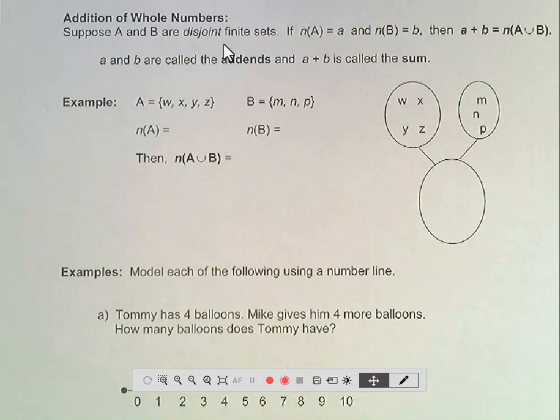In this chapter, we're going to learn a lot about whole numbers, and we're going to start off talking about addition of whole numbers. So let's start off with the easy case. Let's suppose that A and B are disjoint finite sets. So disjoint meaning they don't overlap. Finite meaning that you can count how many elements they have with a whole number.